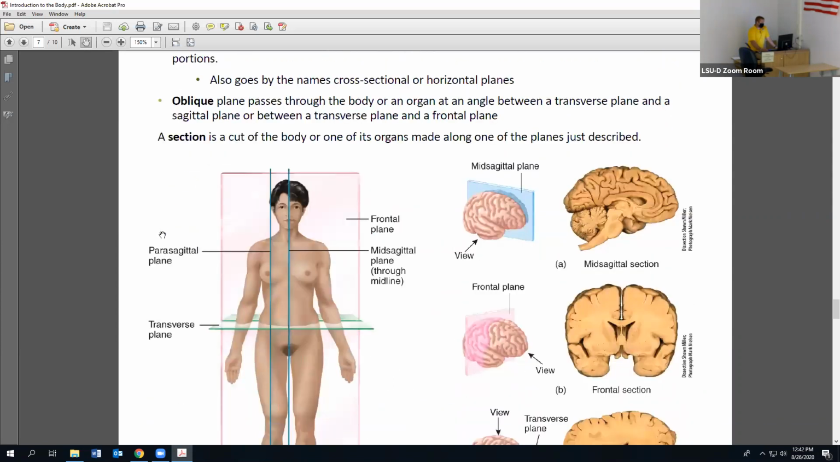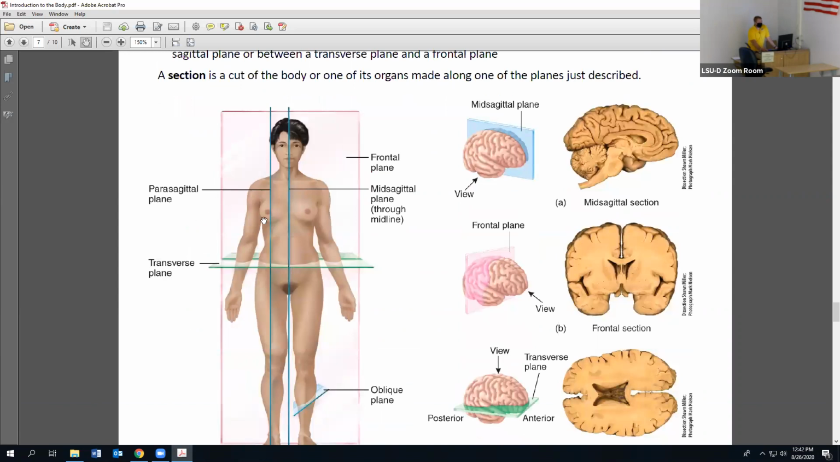Okay. The difference between mid-sagittal and parasagittal is where it runs through the body. If it runs down the middle, there's the mid-sagittal plane. Okay, creates equal left and right sides. Parasagittal, unequal left and right sides.